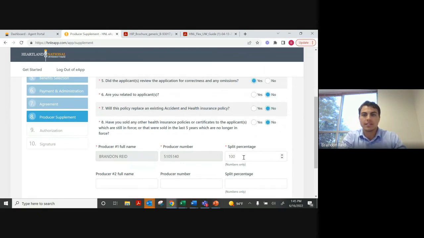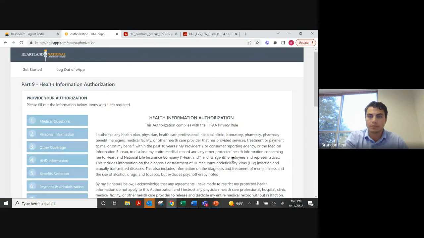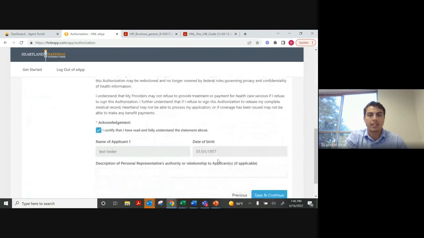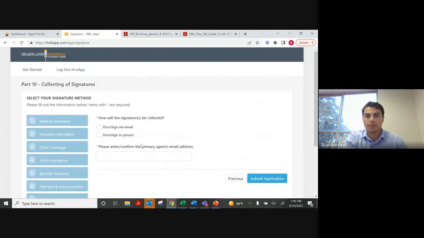Here's a chance to split commissions. If you have another agent out there you're working with doing some ride-alongs, you can go ahead and split that, okay? Or if they're helping you out with some referrals, you have the ability to do so. Here's the HIPAA form. They will get a chance to review that when signing to certify. And at this point, this is where you select your signature option, in person, via DocuSign, or via email.